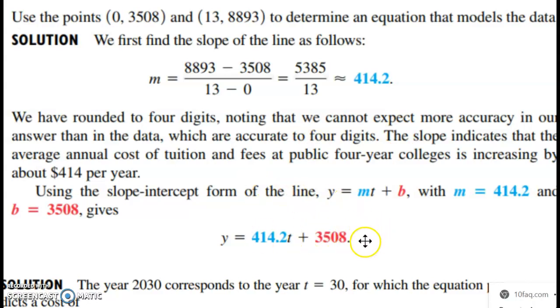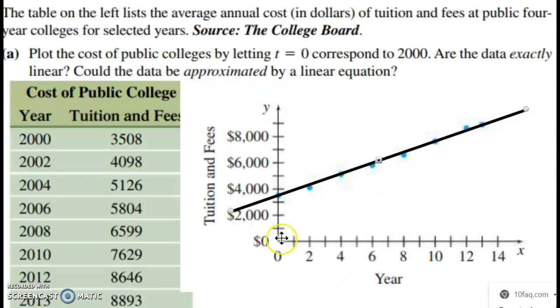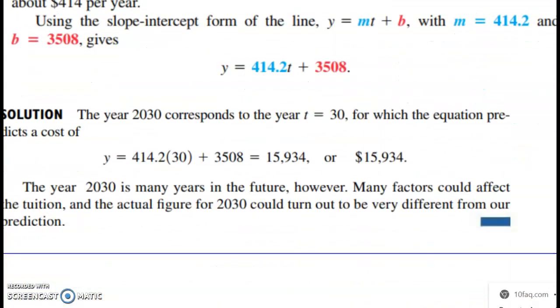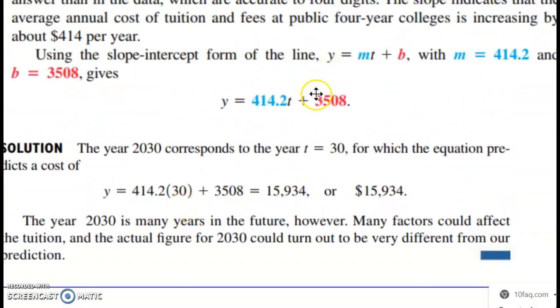Now we need to find the y-intercept. Actually, I know what my b is. I don't have to deal with that. The y-intercept is 3,508. So I have the equation: y equals 414.2x, or t that we're using this time, plus 3508. So for the year 2030, I'm going to put 30 right into my equation, and I think it'll be about 15,934.